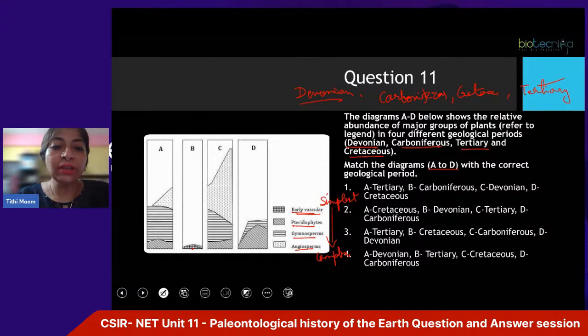So Devonian is the first period that is given to you. So what do you think? Out of the diagrams, don't you see that B is the one where the preliminary evolution of plants is happening with only early vascular plants? So B has to be Devonian. Agreed.